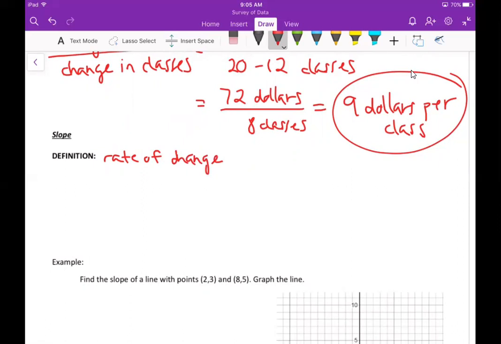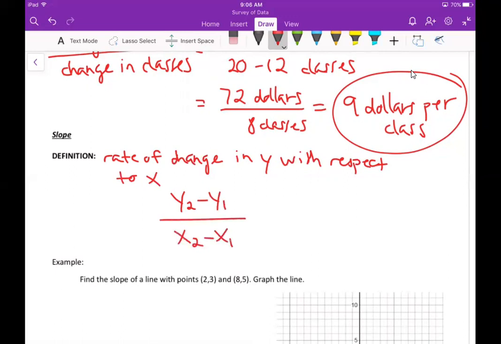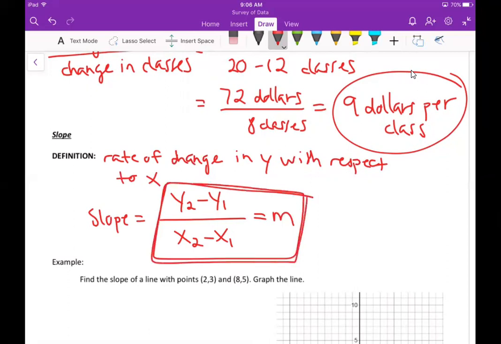And this time when we're talking about a line, the output is y with respect to the input x. So this means we need to have the change in y over the change in x. And that we write as y2, final y, minus initial y over final x minus initial x. So final is the second point, initial is the first point. And that is our slope formula, and slope often gets the variable m. Okay, so m is what we use to represent slope.